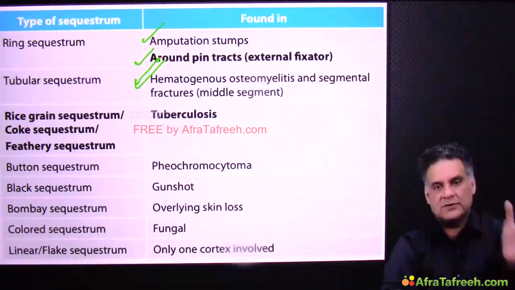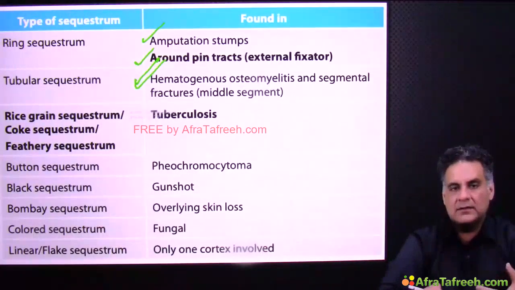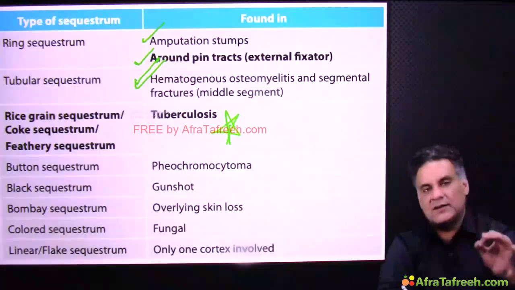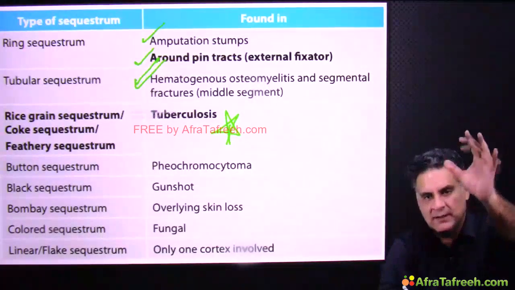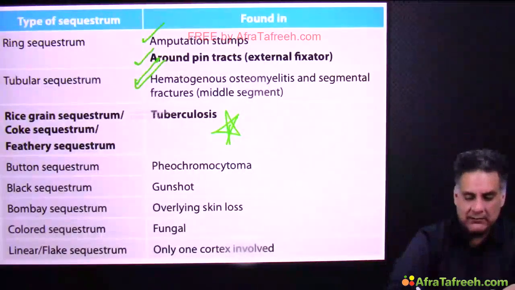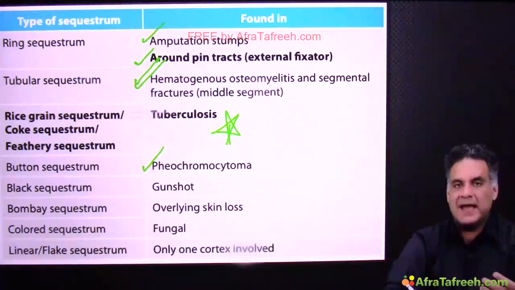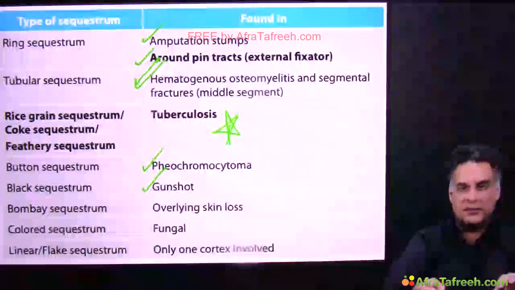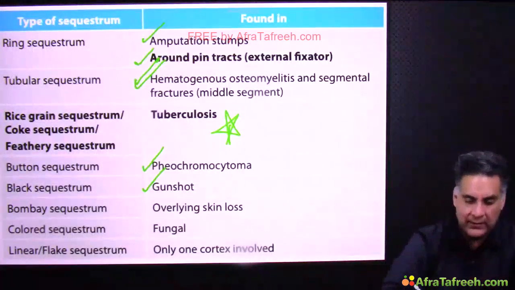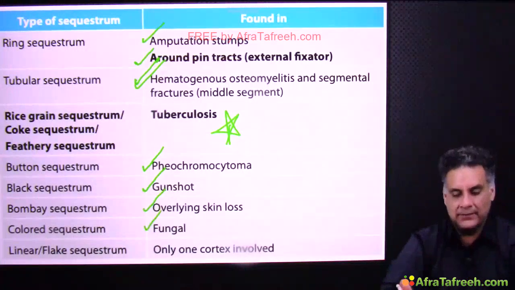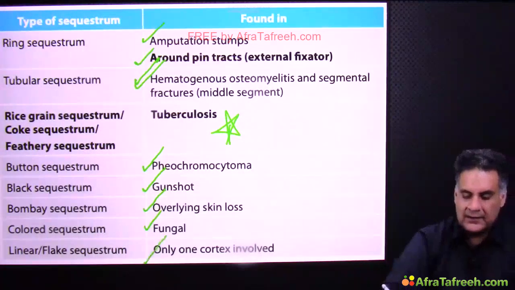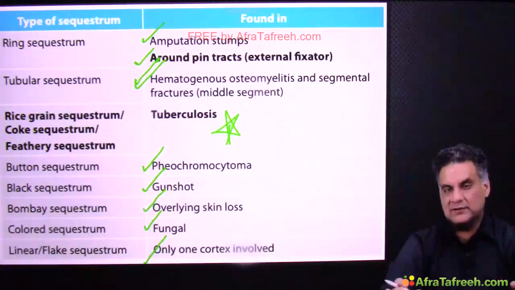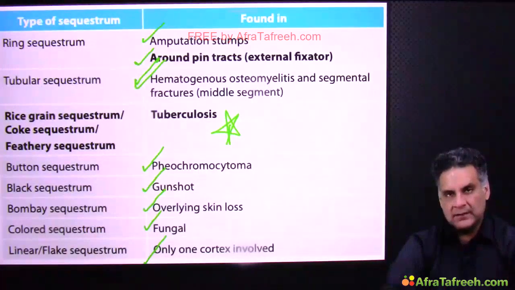Hematogenous osteomyelitis. Rice grain, coke or feathery, tuberculosis. As long as we live in India, you will get question 1 TB. Button sequestrum, pheochromocytoma. Black sequestrum, gunshot. Bombay sequestrum, skin loss. Colored is fungal. And then linear, 1 cortex, osteomyelitis. This is what you should remember in today's world.